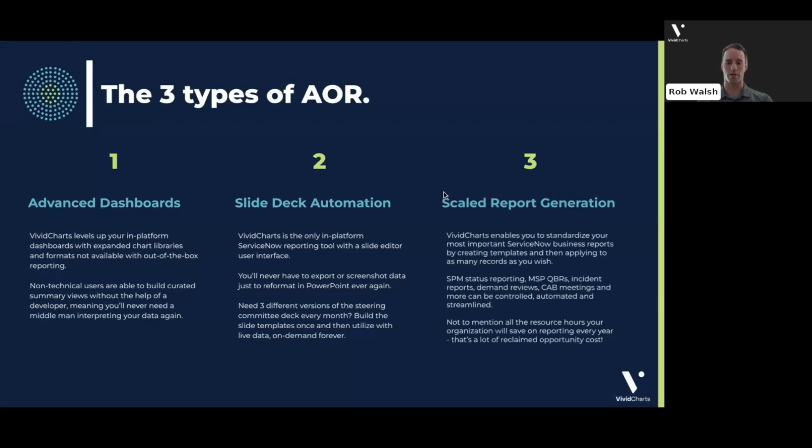The third report type we're going to look at is actually oftentimes paired and complements those automated slide decks. And this is what we call scaled report generation. With this concept, you can take really high visibility records that live in ServiceNow. So you could consider a major incident, a problem root cause analysis, a project that's high visibility internally.